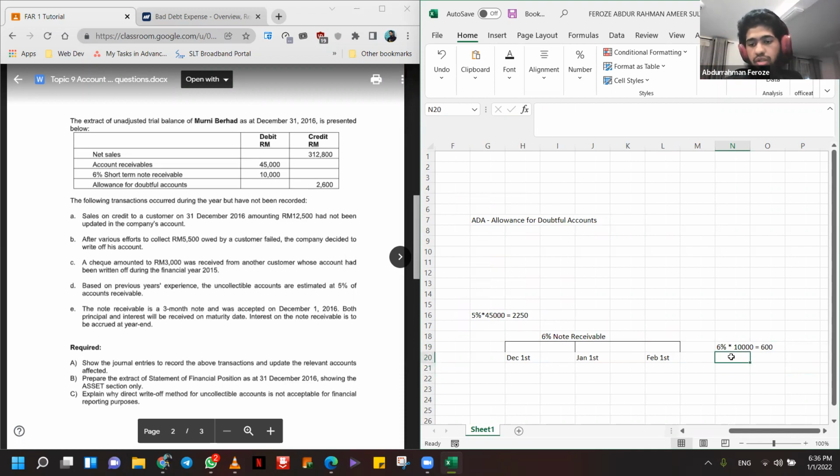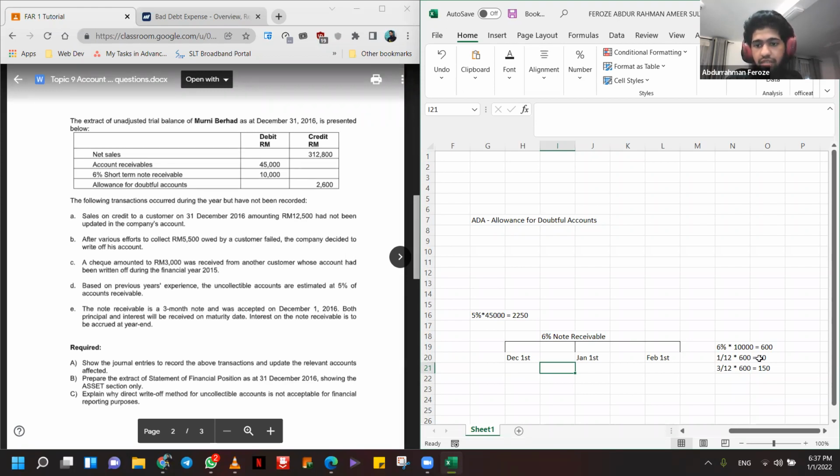First of all, let's apportion it into per month. So if we take 1/12 into 600, the interest received per month is 50 ringgit, and for 3 months, it's 150. And so for the 3 months, the interest that the company will receive is 150 ringgit.